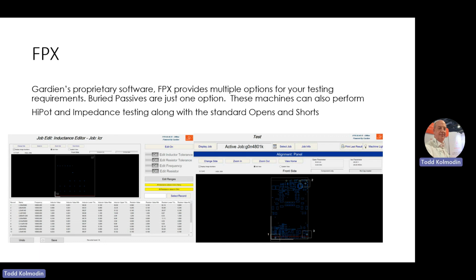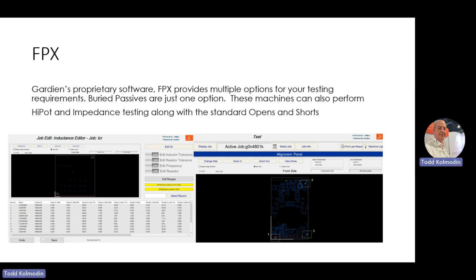This can be combined with the standard opens and shorts test as well. So it's not like you have to take the board off and put it back on to do a different test or load a different program. We do the same all at one swoop.